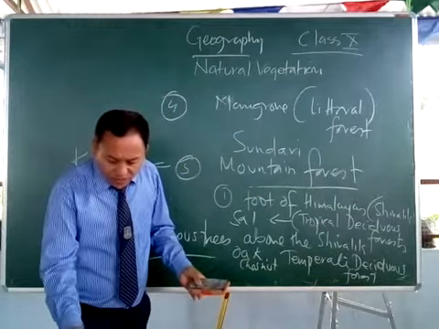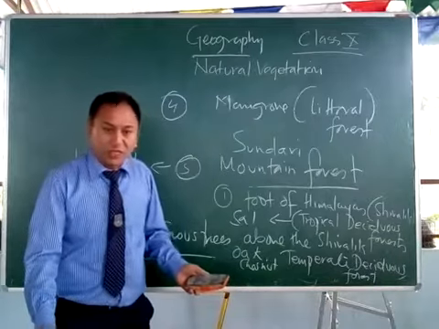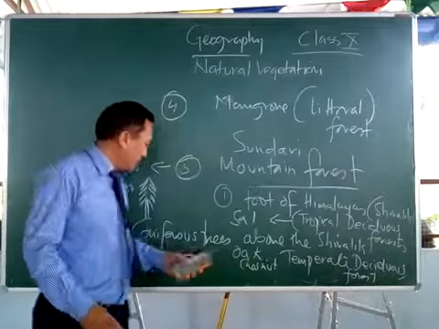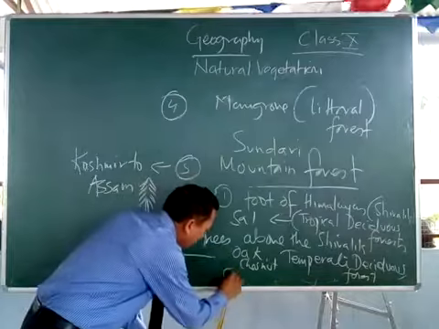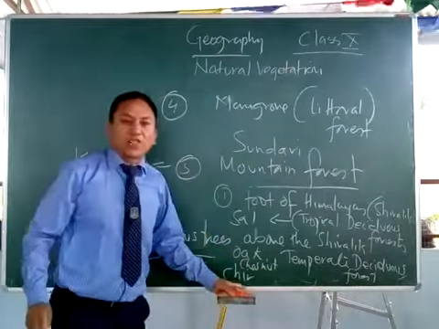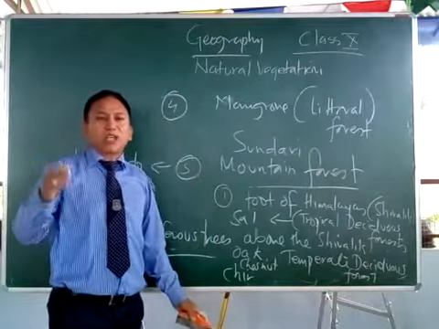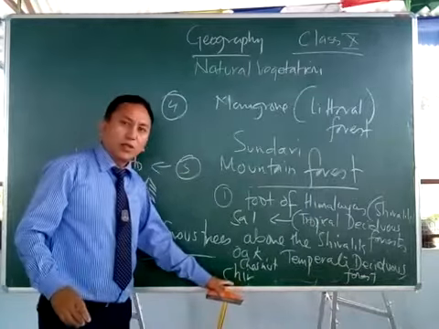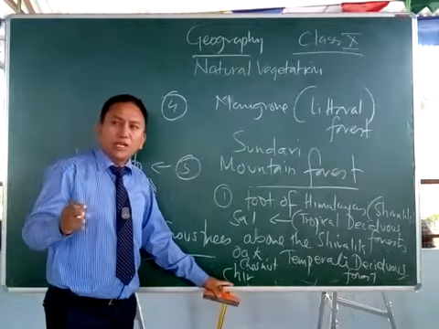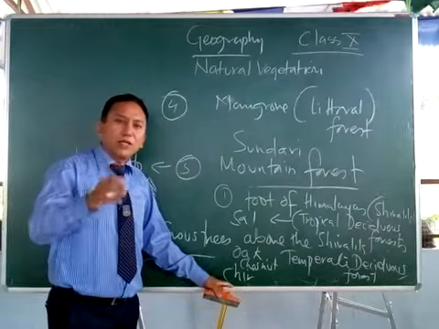And then, some of the uses of the trees. What are the trees that are found there? We have chir. Chir is one of the trees that are found there. It is basically used for extraction of resin and turpentine.